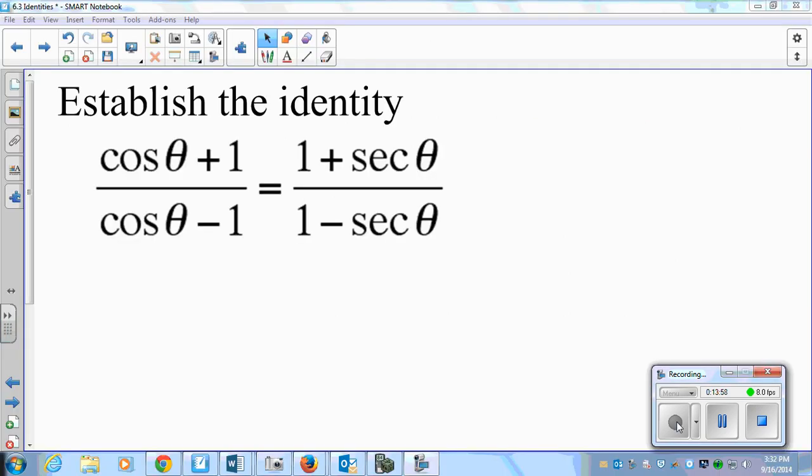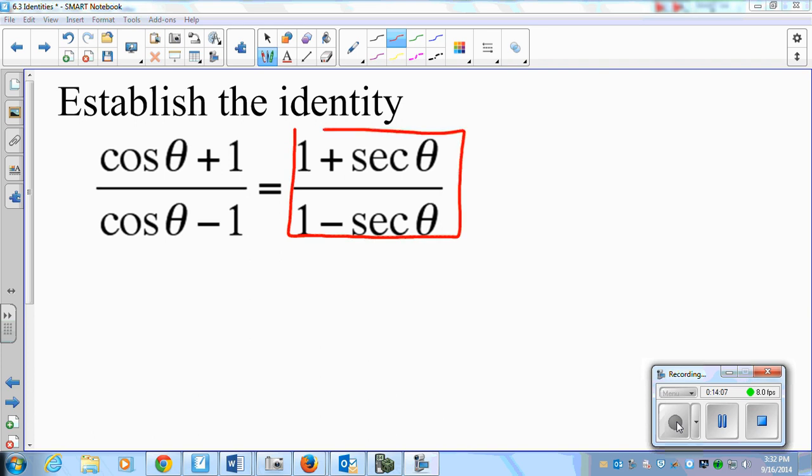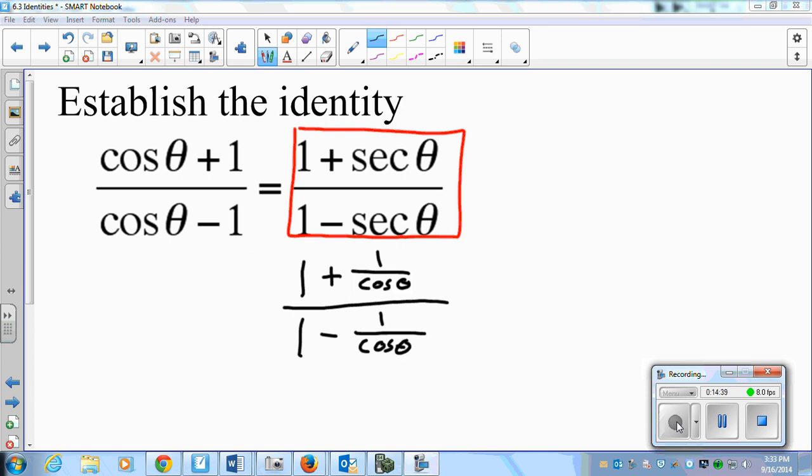All right, so to establish this identity, I'm working on one side. I'm going to pick the one that looks more complicated, the one that's not dealing with the sine and cosine. So I'm going to just work within this one. Remember, we're not solving this out. I want to establish that this is a true statement by following logical steps through our process. So in order to establish this identity, I'm going to use that first strategy, write things in terms of sine and cosine. So I get 1 plus 1 over cosine of theta all over 1 minus 1 over cosine of theta.